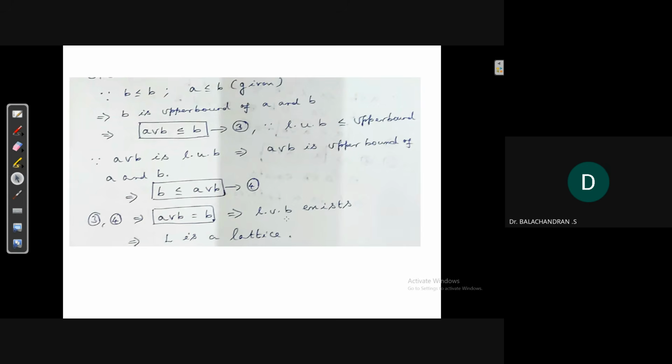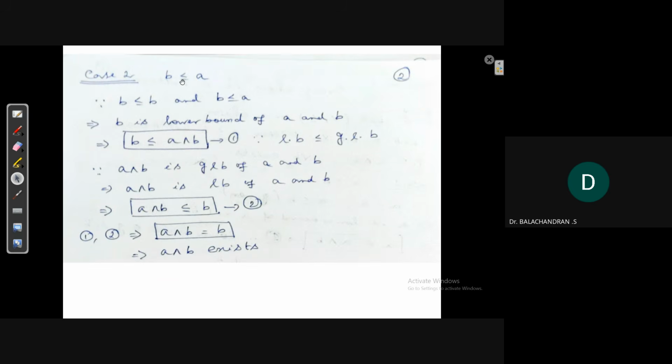So the least upper bound of A and B exists. Already we proved greatest lower bounds exist. Now least upper bounds exist and hence L is a lattice. Next, case 2. The proof is very similar for case 2 also, but I will explain quickly. Here we need to assume the other way, B less than or equal to A. Case 1 is A less than or equal to B. Case 2 is B less than or equal to A.